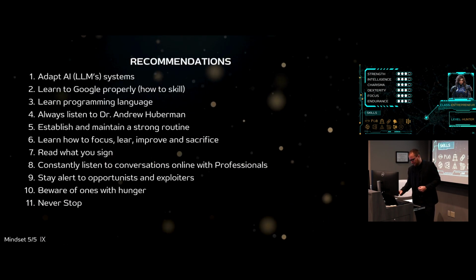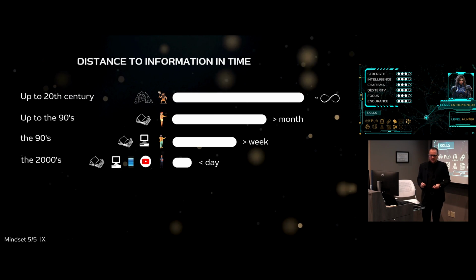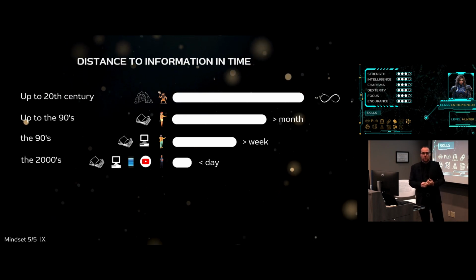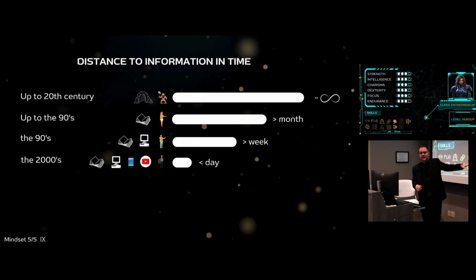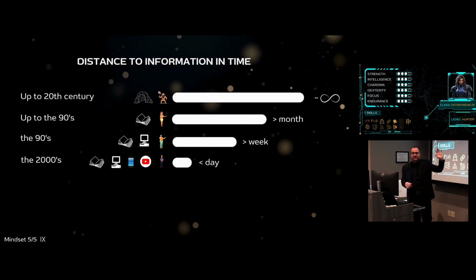And never stop. The distance to information and time changed drastically. Previously, people had to carve out on caves messages and events that happened.